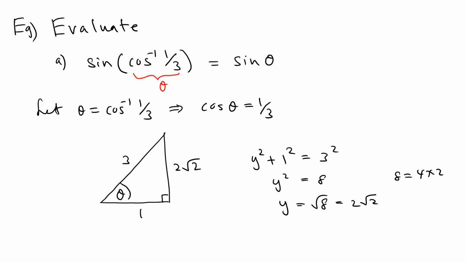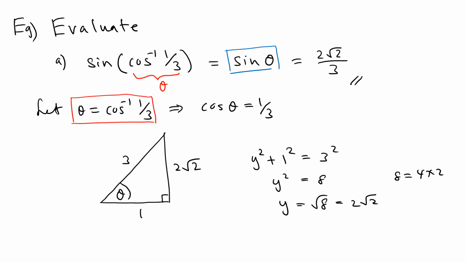Now we use this triangle to find any ratio we want, but what we simply need is sine theta. According to this triangle, sine theta means opposite over hypotenuse, that means 2 square root 2 over 3. So that's the value you get. The problem is very simple. What we did was use some substitution, and the substitution helped us solve the problem. That's the starting point.